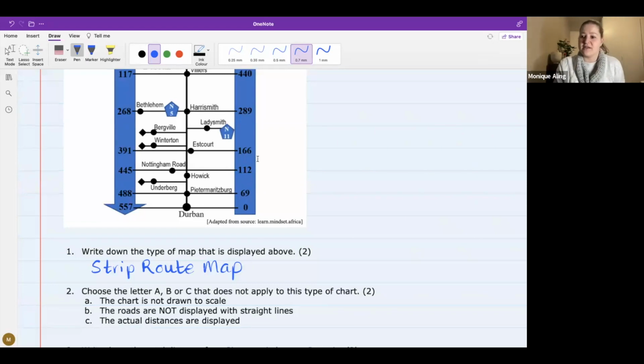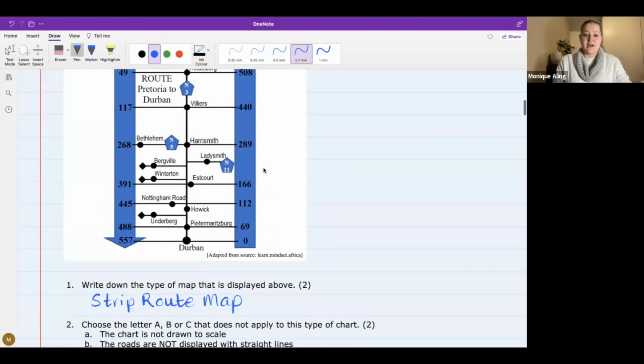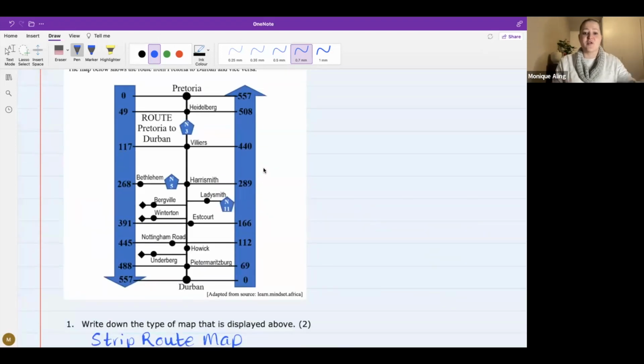Is anyone else that can't see the screen? Please let me know in the chat. Kia, can you see the screen? Yes, 100%. Are you maybe able to help Tashad see the screen? Yes. Okay, thanks. Oh, okay, you can see it now. Perfect.